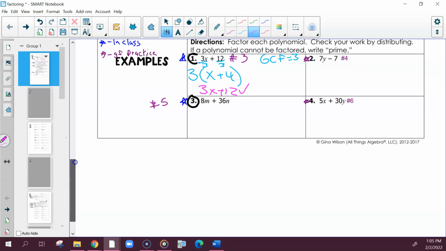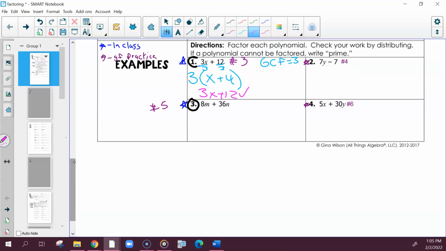Sometimes the smallest number you see will be the GCF. Sometimes that's not the case. So look at number 3. What do you think our GCF would be? What is something we can take out of both? 4? And sometimes you may not be sure.